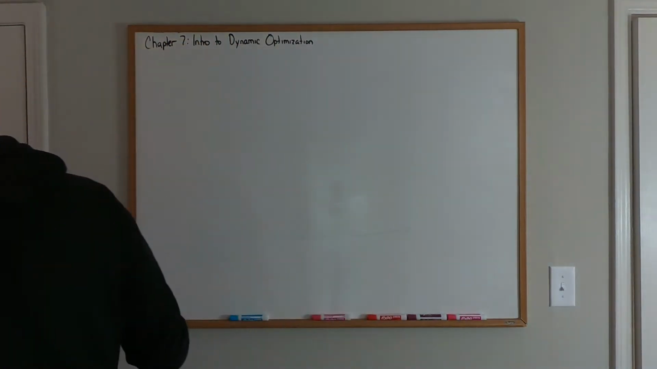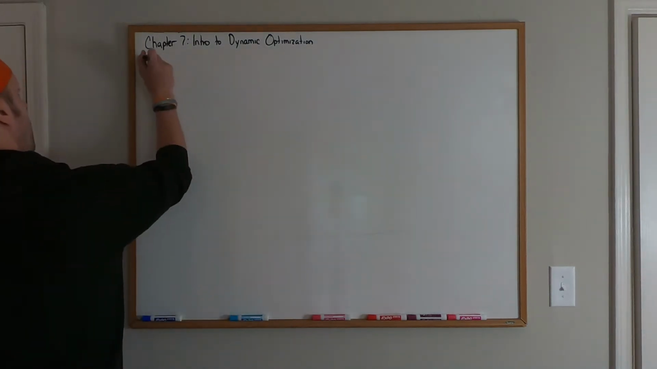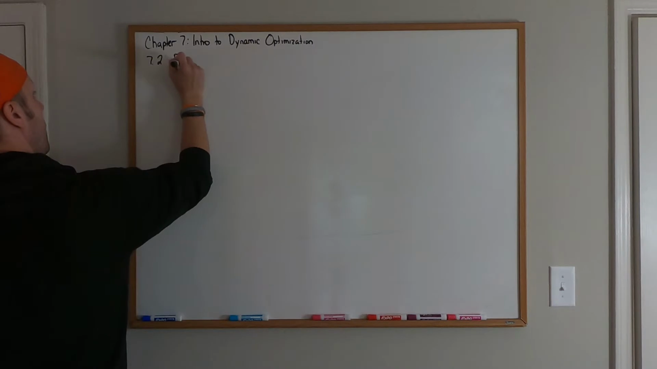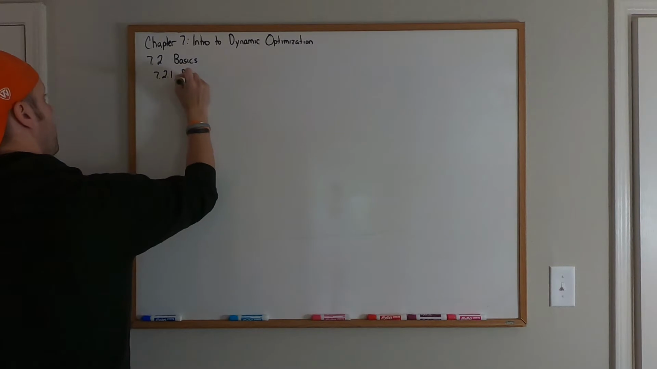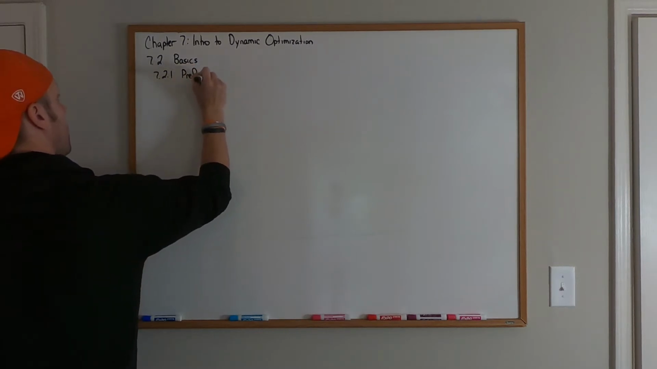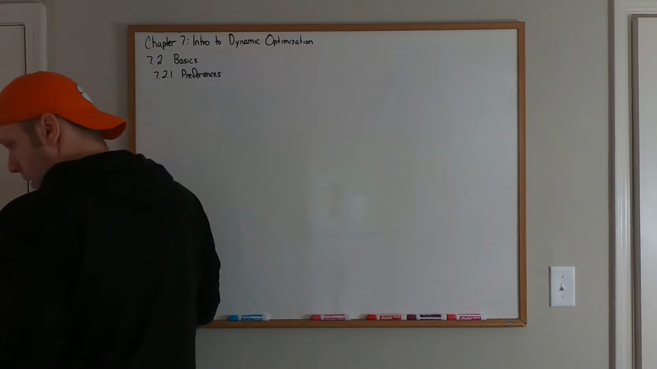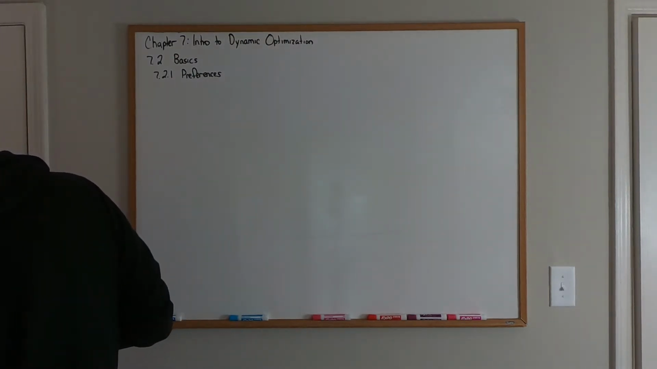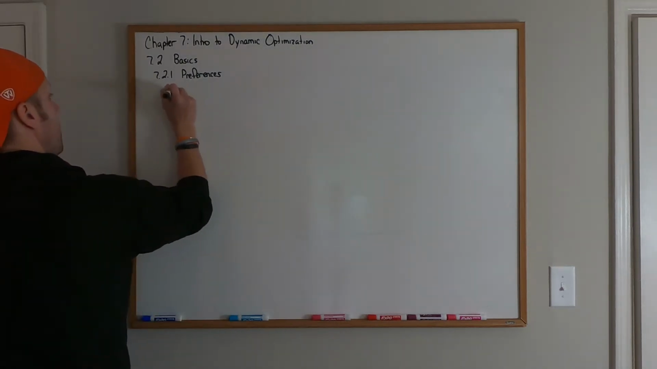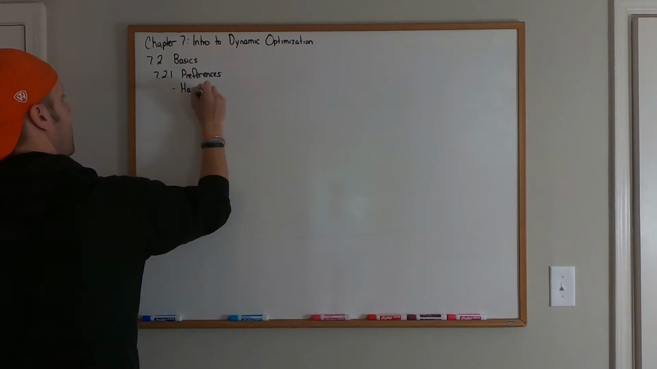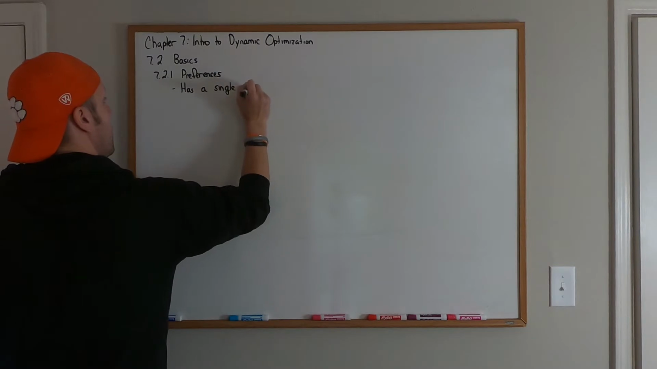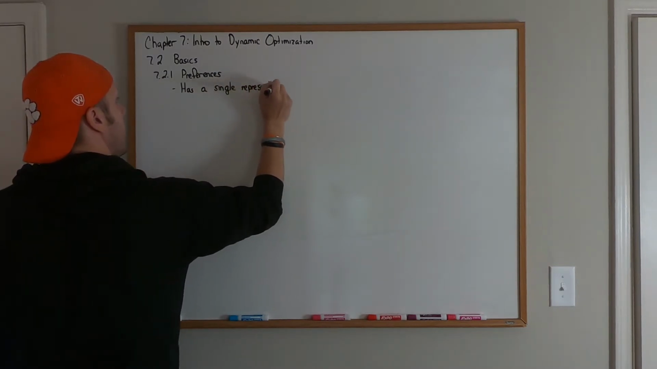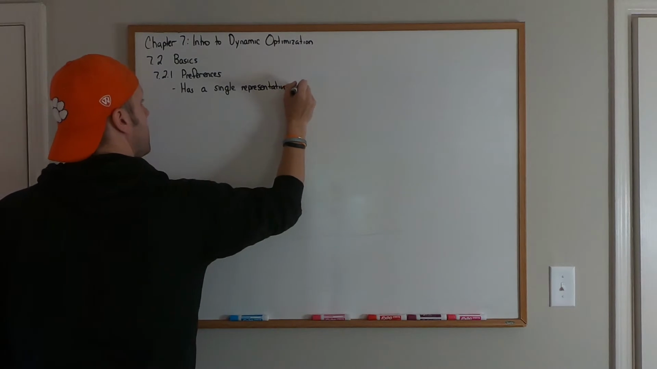So we're going to start in this model with preferences. All right, so what are preferences? Well, really this is the first assumption that we're going to be looking at within the model. Now this model has a single representative agent.